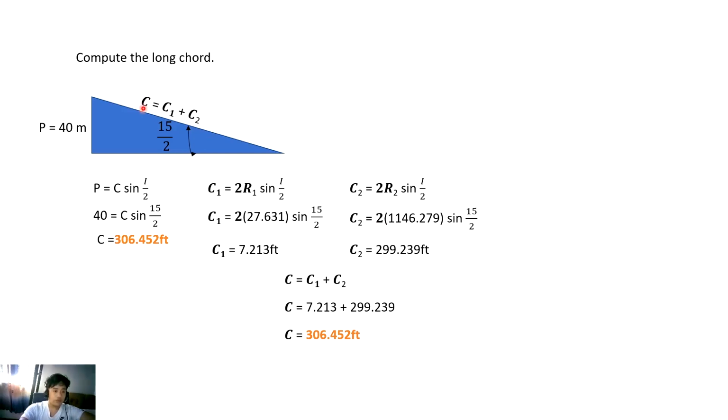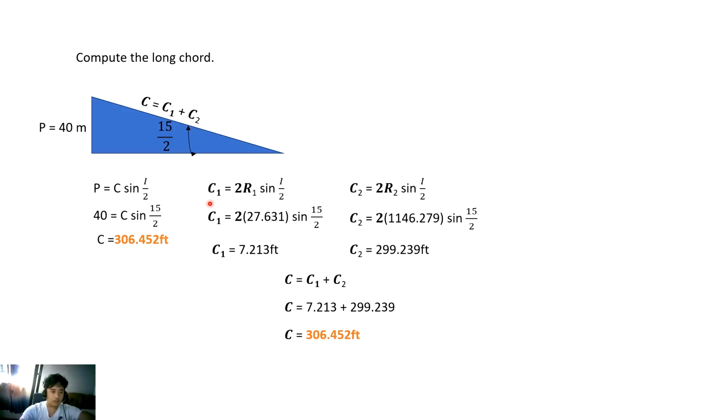Para naman sa long chord, ang gagamitin nating formula ay P equals to C sin I over 2 at C equals to C1 plus C2. So, para sa unang formula, substitute lang ulit natin yung mga meron na tayo, which is yung P equals to 40. Ayan. Then, equals to C sin I over 2, which is yung I natin ay 15, kaya ito na. So, makukuha natin sa C ay 306.452 feet.